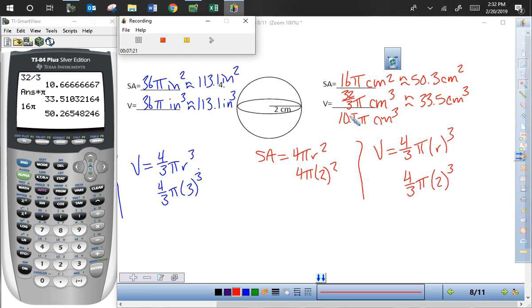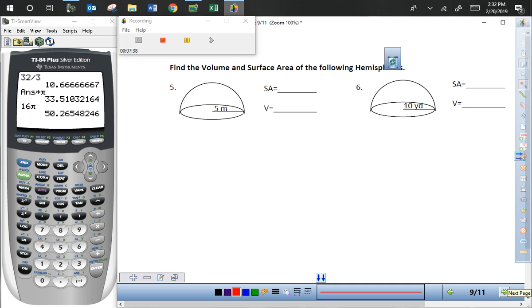Now what you'll notice on the next couple is we have some hemispheres. This is called a hemisphere. And what I want you to do is write the surface area and volume formula for these. We're going to talk about a hemisphere in terms of both of these things. So just work with me here. Surface area for a whole sphere is equal to 4 pi r squared.